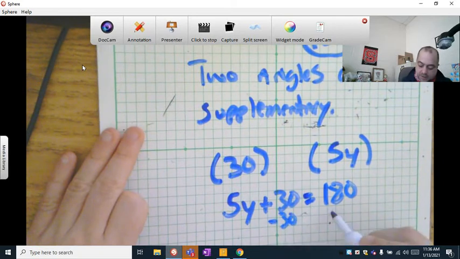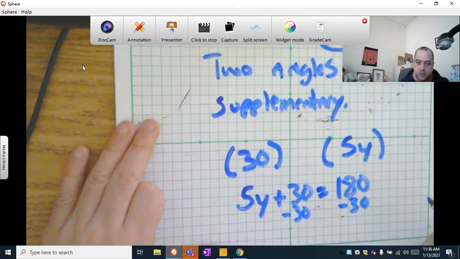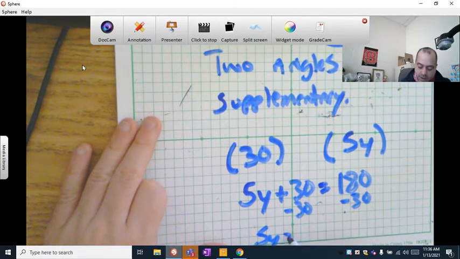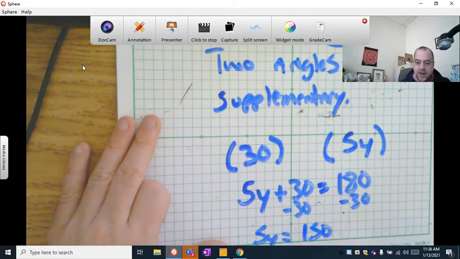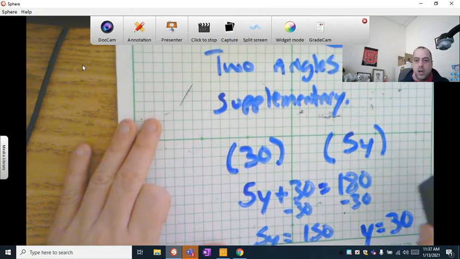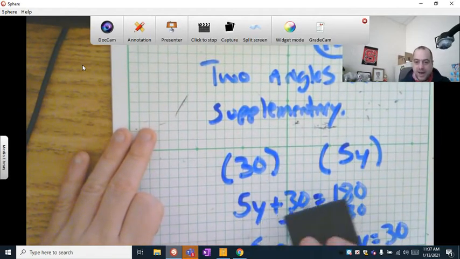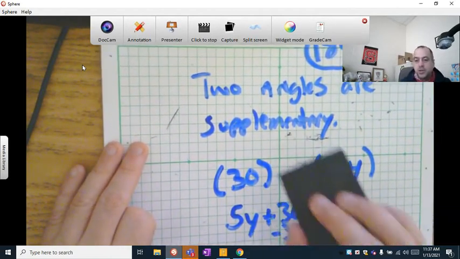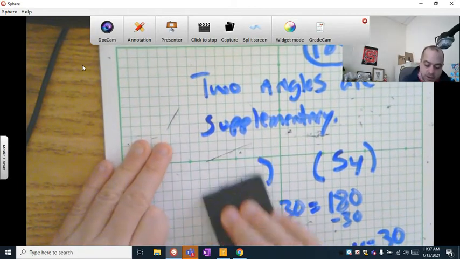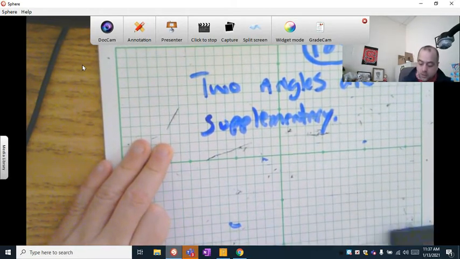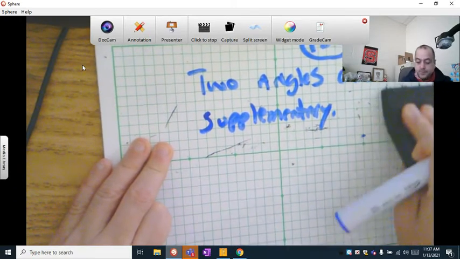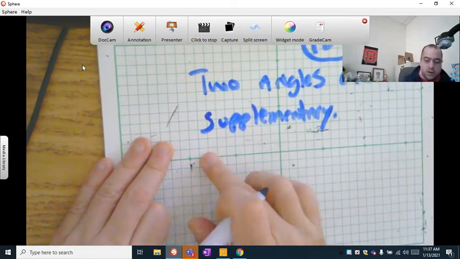Subtract 30 from both sides. So we end up with 5y equals 150. What's 150 divided by 5? It's 30. So the answer is y equals 30. All right, remember, you're taking the two angles, you're adding them together, and you're setting them equal to 180 because they're supplementary. If it was complementary, you would make them equal to 90. All right, let's do one more. Last one, okay? Pay attention.